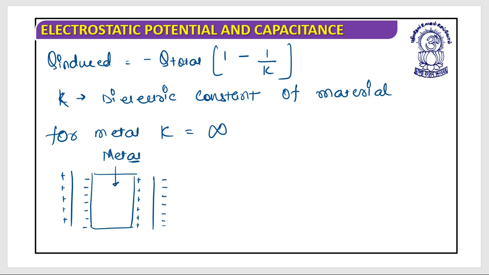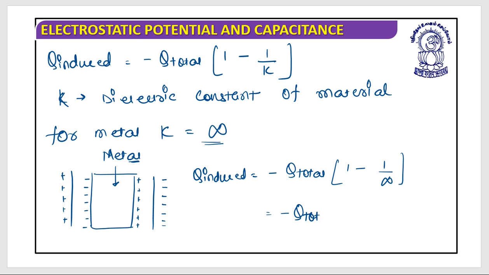So what should be the value of Q induced? Let's have a check. Q induced should be equal to minus of Q total into bracket 1 minus 1 by K, and for metal it's infinite. So this is equal to minus of Q total into 1 minus 1 by infinite, which is 0. So this is equal to minus of Q total.